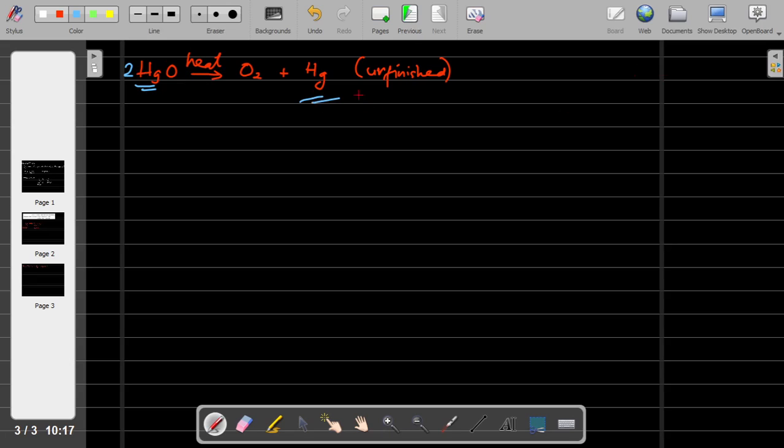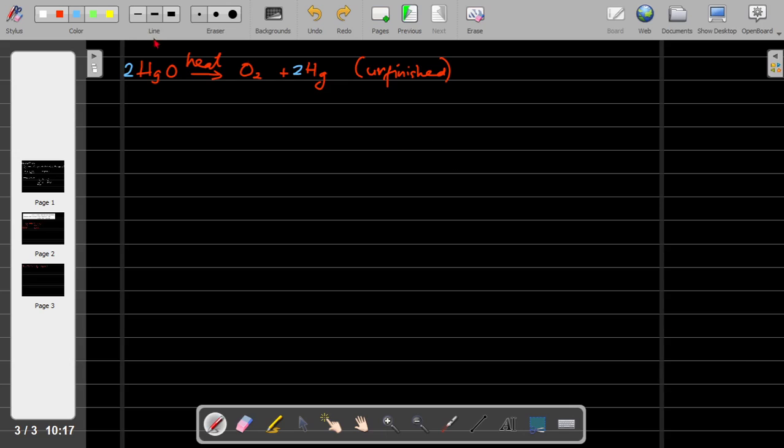So what we can do, we can put number 2 in front of the Hg. So we have the finished equation, because we have the same amount of atoms on both the left and the right side. We have similar atoms in the reactant side, and also the same number of atoms on the right hand side.